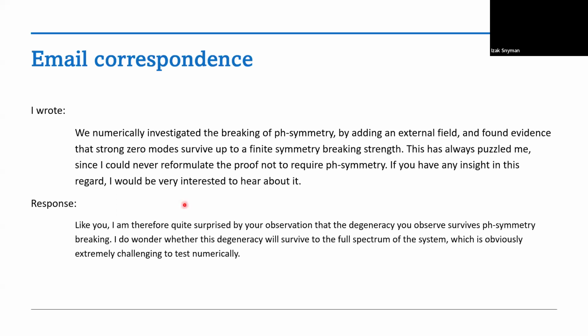And the response was, well, one of them said, I'm quite surprised by the observation that the degeneracy survives the particle-hole symmetry breaking. I wonder if it will survive in the full spectrum, which is obviously extremely challenging to test. The email also talked about how it might be possible to do this analytically. So that's the point. There seems to still be some puzzle. People don't know what the answer is yet. It's a bit mysterious, this robustness of the fourfold degeneracy that extends all the way up the spectrum.